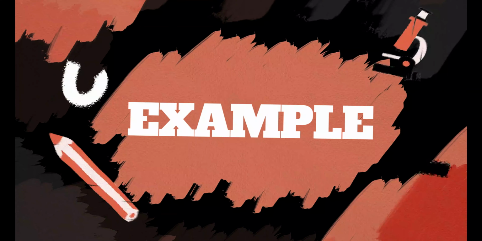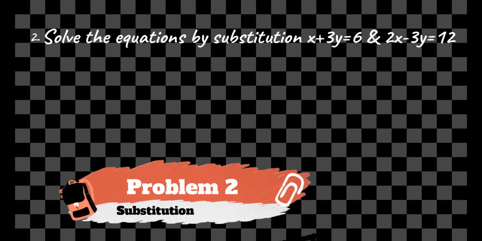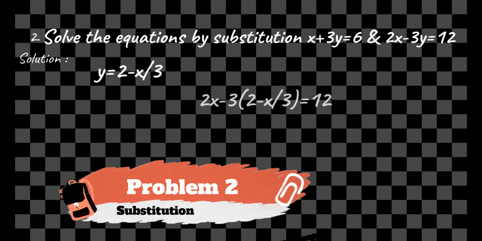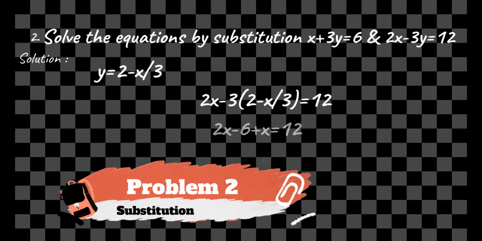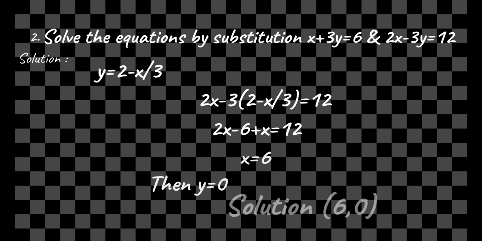Now an example: solve the equations by substitution. x plus 3y equal to 6 and 2x minus 3y equal to 12. Now solution. According to step 1, we have to prepare an expression for y in terms of x. So y equal to (2 minus x) by 3. By substituting in second equation, that is 2x minus 3y equal to 12, we get 2x minus 3 into (2 minus x) by 3 equal to 12.